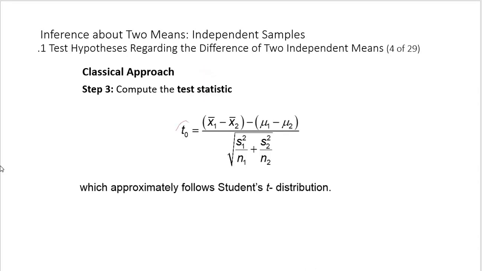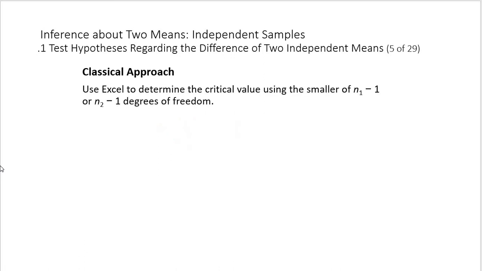The third step is to compute the t-statistic. Now this is the difference between the two means and one mean. The t-naught, for two means, is equal to x1 bar minus x2 bar minus the difference between the means of the populations mu1 minus mu2, divided by the square root of the sample standard deviation of the first population squared divided by n1 plus the sample standard deviation of the second population squared divided by the sample size of the second one, which is n2. This approximately follows the student t-distribution as well. And the next step is to compute the critical value t critical.